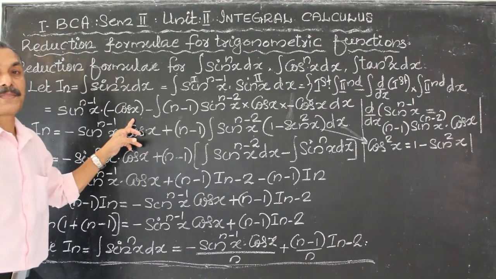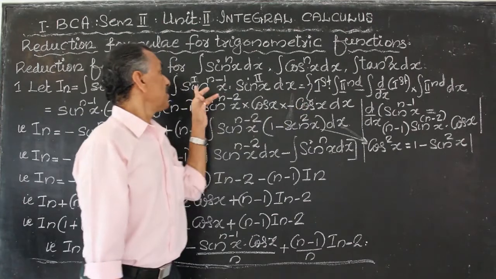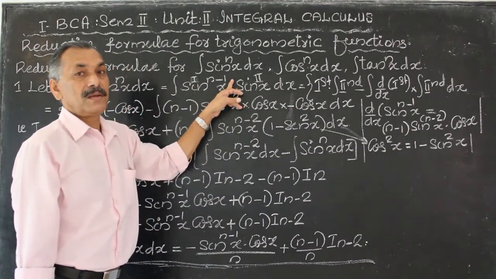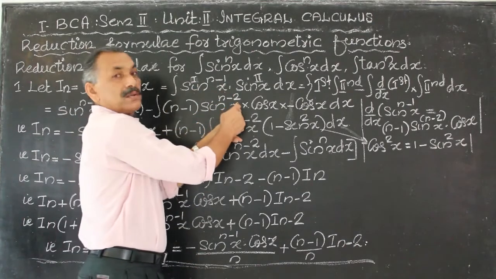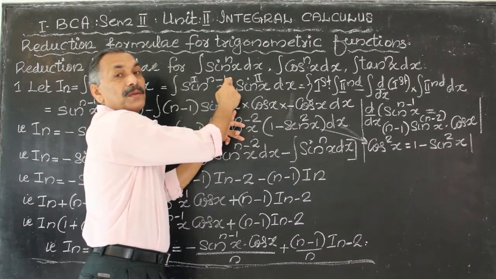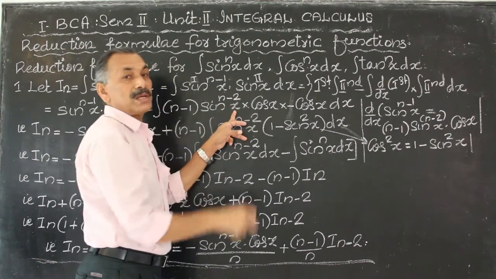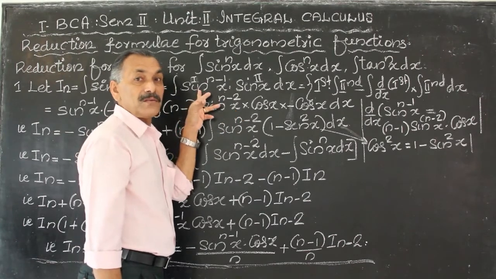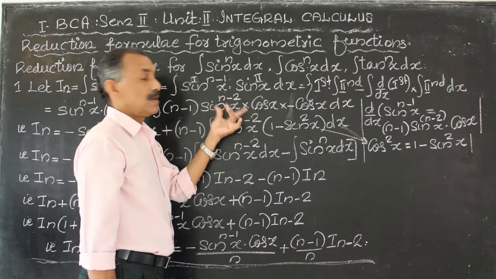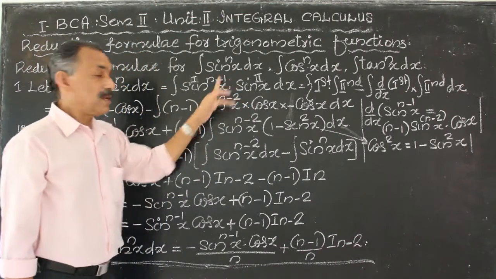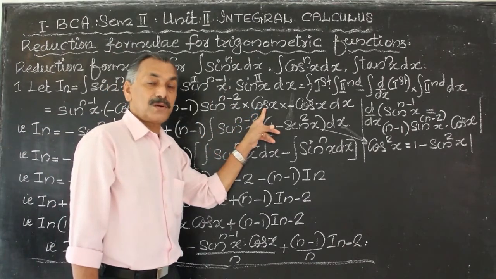Integral of sin x is minus cos x. Minus integral of derivative of first into integral of second. Derivative of sin raised to n minus 1 x: take u raised to n minus 1, the derivative is n minus 1 into u raised to n minus 2 into derivative of u, where u is sin x and its derivative is cos x.